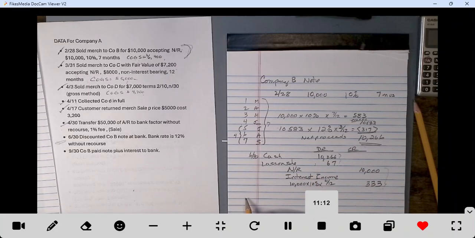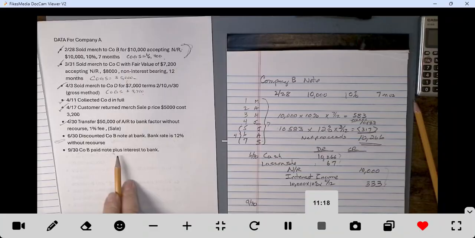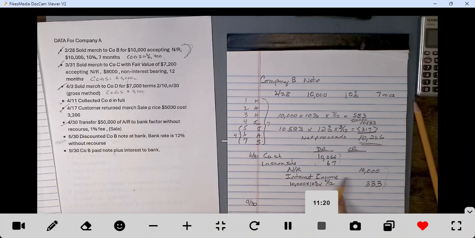All right. The last one on 9/30, Company B paid the note to the bank plus interest, so they made a payment to the bank. What's the company's journal entry? No entry. The bank collected the note.